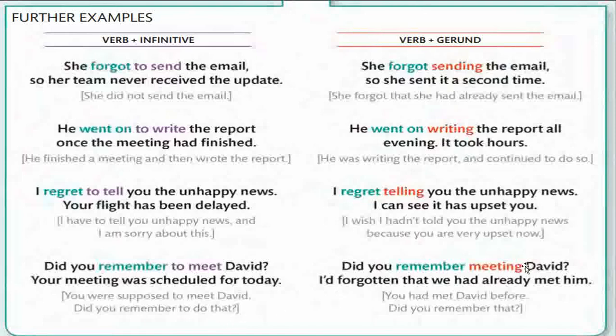Do you remember meeting David? That means this question is posed as a reminder. Can you recall meeting David? This is the meaning applied over here. I've forgotten that we had already met him. You had met David before, and did you remember that? So it is intended that the person should recall meeting David. Now I request you to construct sentences with verb and infinitives, verb and gerunds, and try to give a different meaning and context and try to analyze the way it is given over here as an explanation.